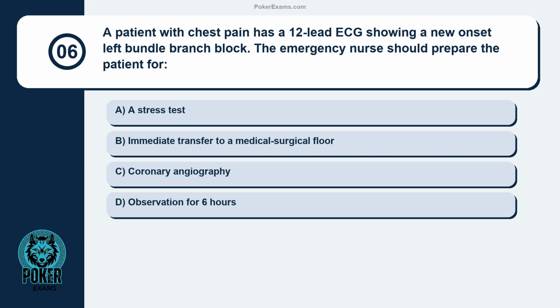Question 6. A patient with chest pain has a 12-lead ECG showing a new onset left bundle branch block. The emergency nurse should prepare the patient for a stress test, immediate transfer to a medical surgical floor, coronary angiography, observation for 6 hours.